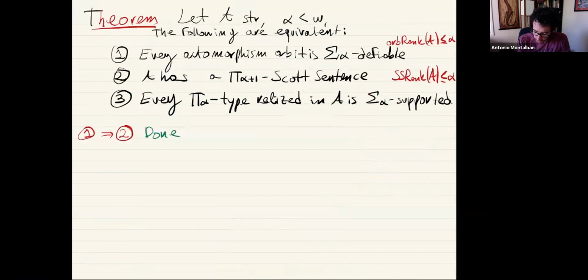Okay, so the interesting ones are 2 implies 3 and 3 implies 1. 2 implies 3 is the interesting one, and I'll just sketch 3 implies 1. That's the one that needs a type omitting lemma.